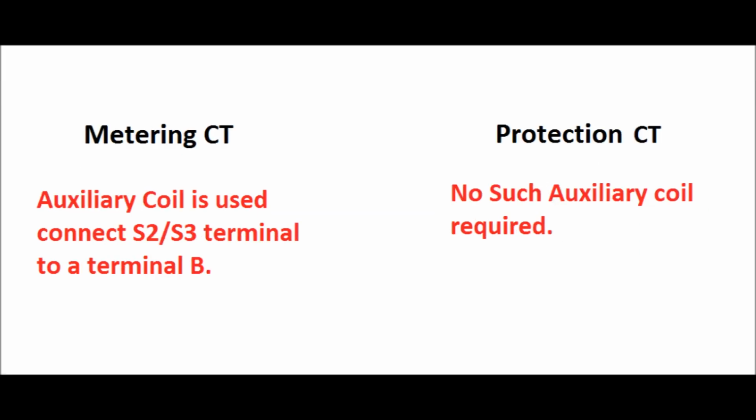In case of the metering CT, an auxiliary coil is connected. You can see on the nameplate that this auxiliary coil terminal, that is V, shall be connected to either S2 or S3, or S4 if an S4 terminal is available. This is to safeguard the instrument connected on the secondary side during fault condition. In case of the protection CT, no such auxiliary coil is required.